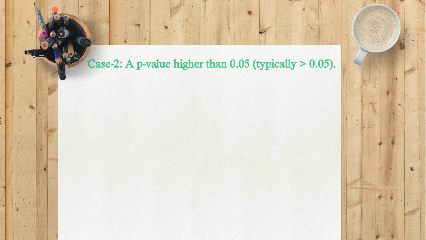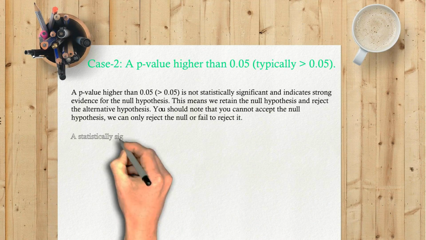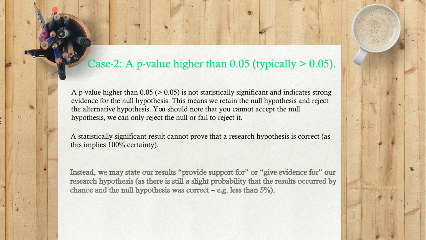Case 2. A p-value higher than 0.05, typically greater than 0.05, is not statistically significant, and indicates strong evidence for the null hypothesis. This means we retain the null hypothesis and reject the alternative hypothesis.